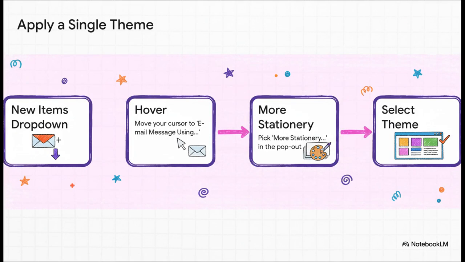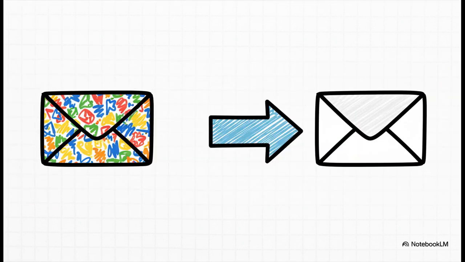So here's how you do it. On the Home tab, instead of just hitting New Email, click the little New Items dropdown. From there, just hover your mouse over Email Message Using and then choose More Stationery. That'll pop open the theme window you're already familiar with, but whatever you pick this time will only apply to this one email.